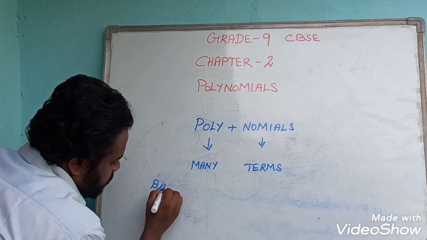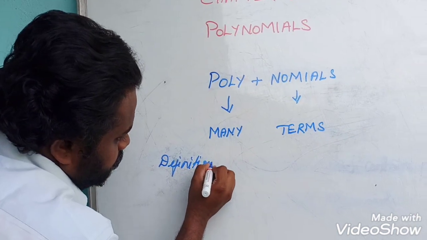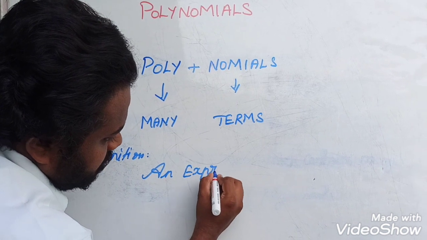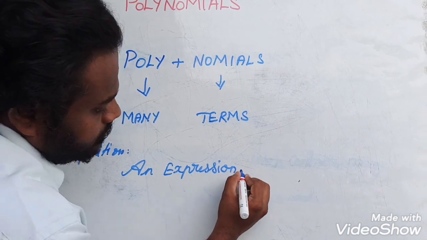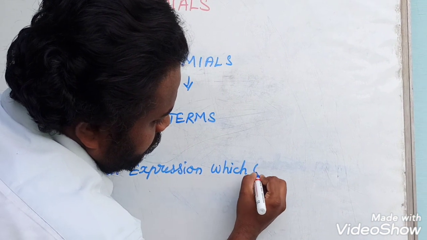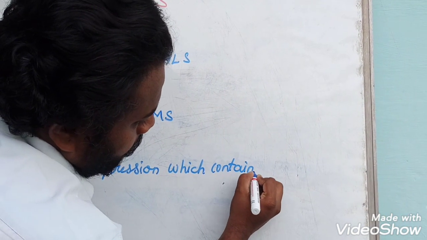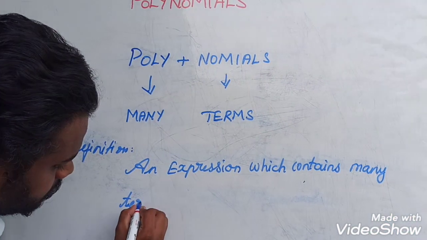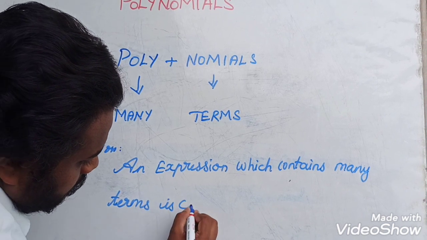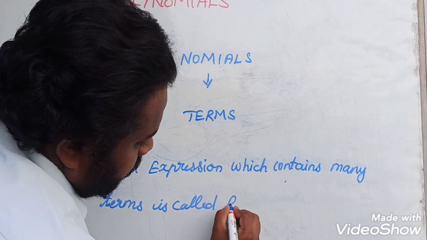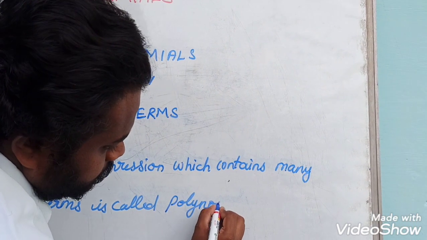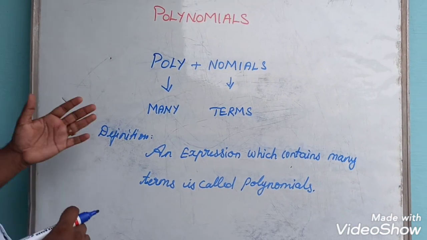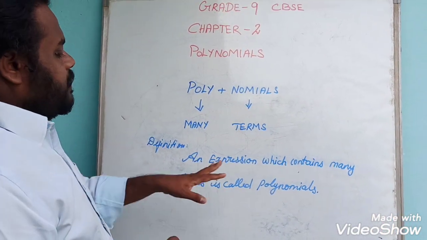So the definition is: an expression which contains many terms is called a polynomial. So one of the expression which contains many terms, we say it as a polynomial.